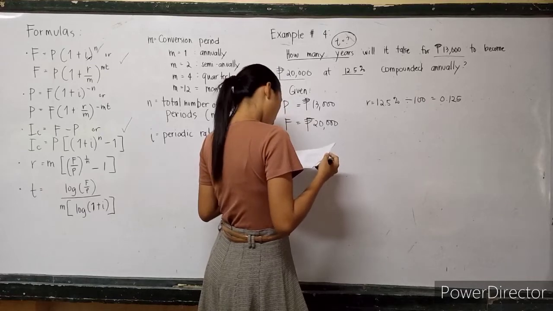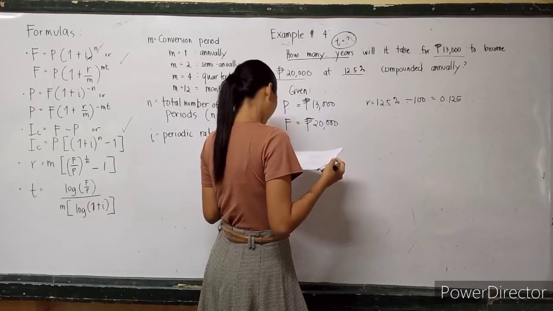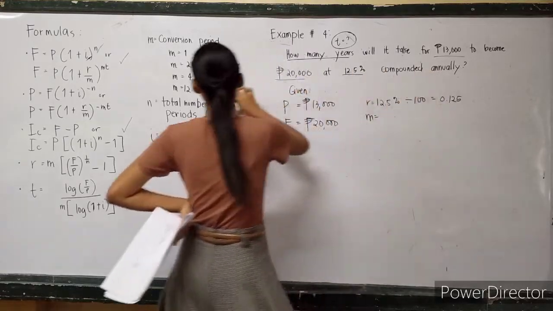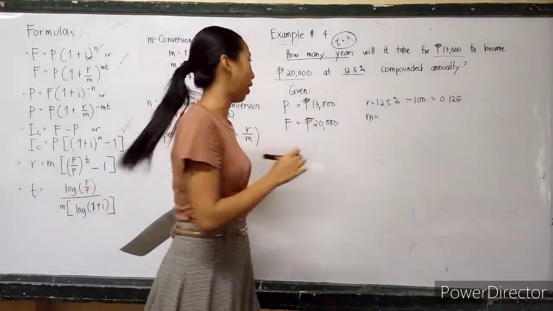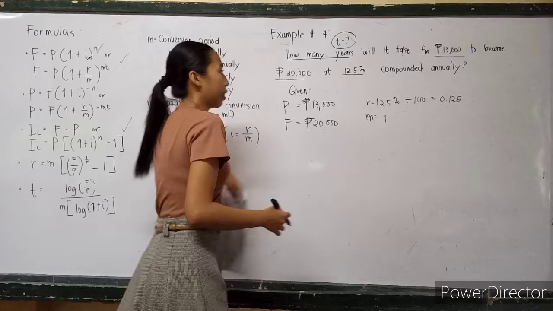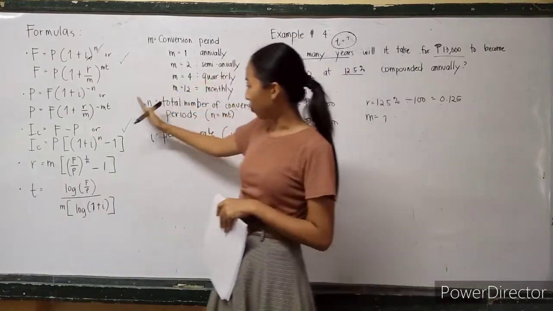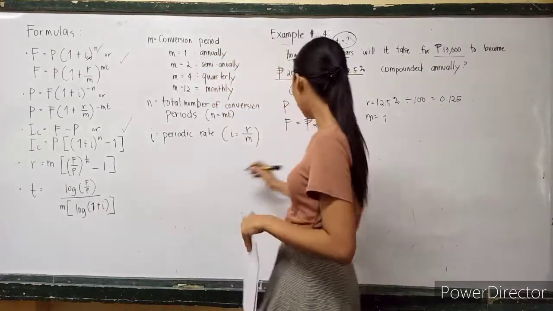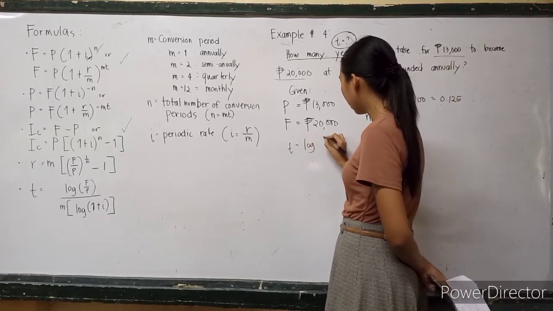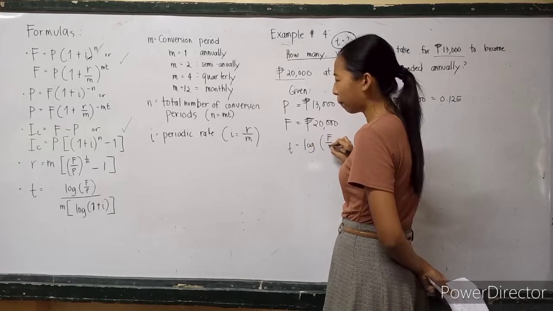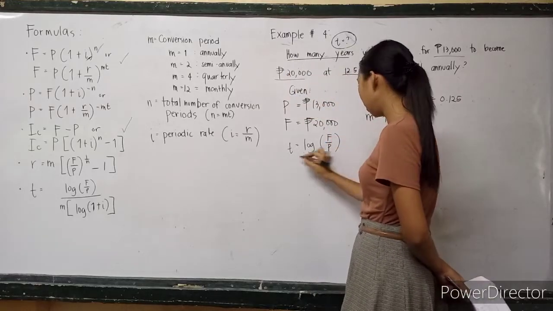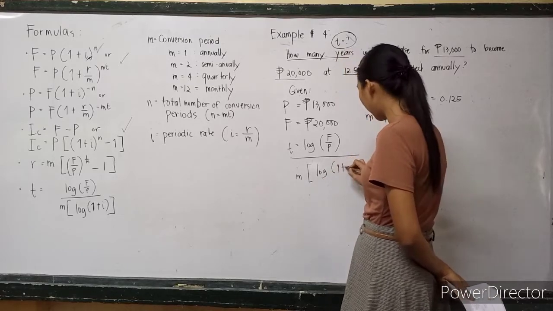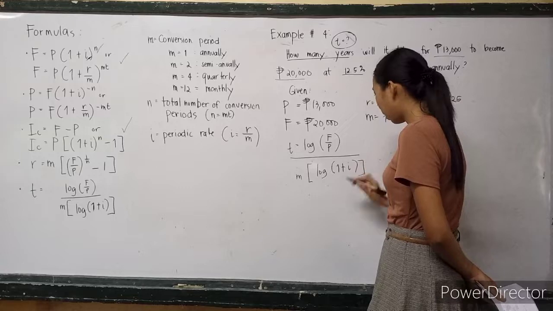Tama ba? Yes, tama. And then after that, our M, annually. So, M is equal to 1. Okay? Then we are looking for time. Only the last formula is used to find the time. So, T is equal to log of F over P, divided by M times the log of 1 plus I.